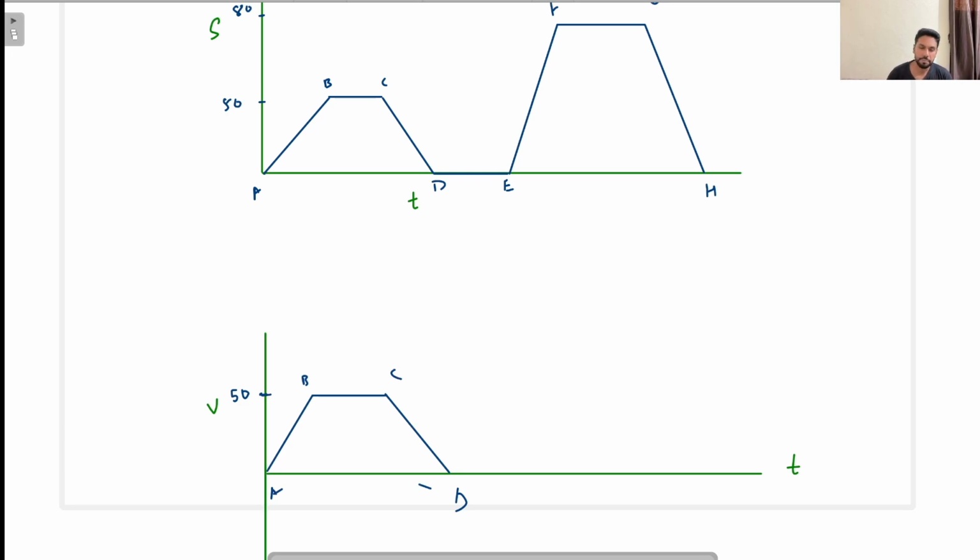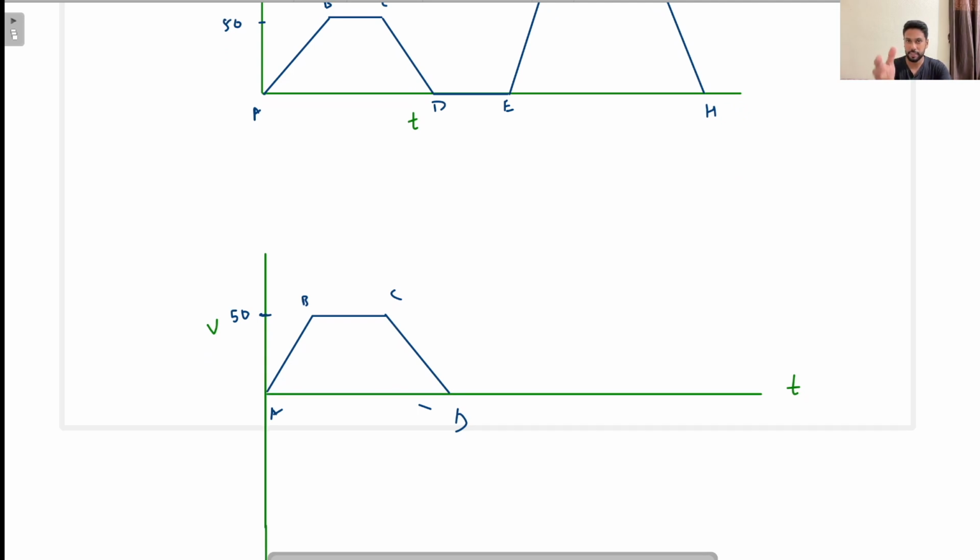Now it stays at rest till E. So here also velocity is 0, right? When it is at rest till E, the velocity is 0. It stays at rest.